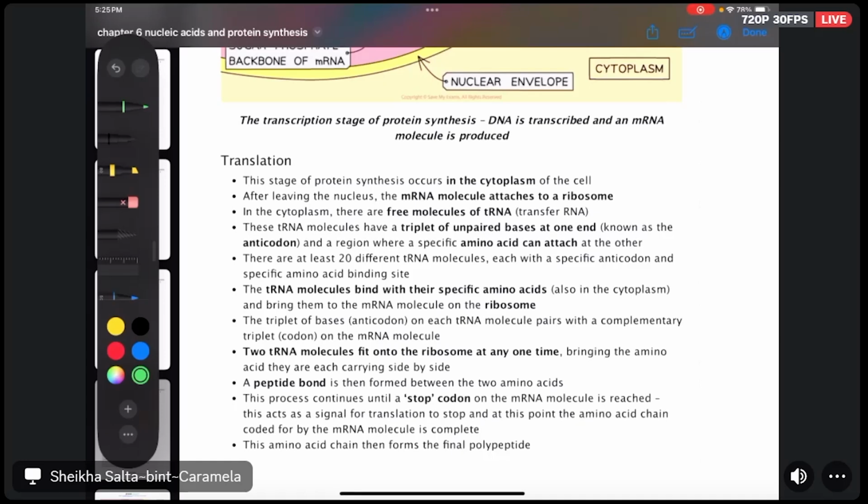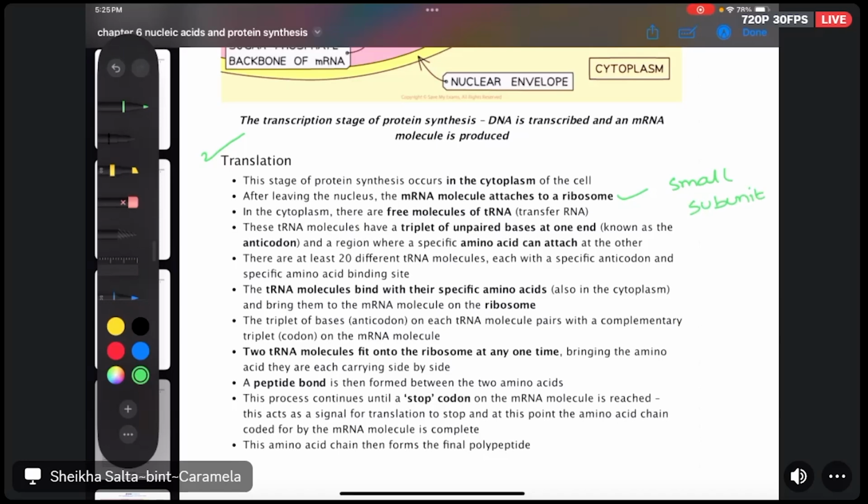We'll go through translation then. This is the stage of protein synthesis which occurs inside your cytoplasm. So the mRNA molecule will attach to the ribosome, and it attaches to the small subunit of the ribosome, which is an additional point that you can learn. Small subunit of the ribosome.